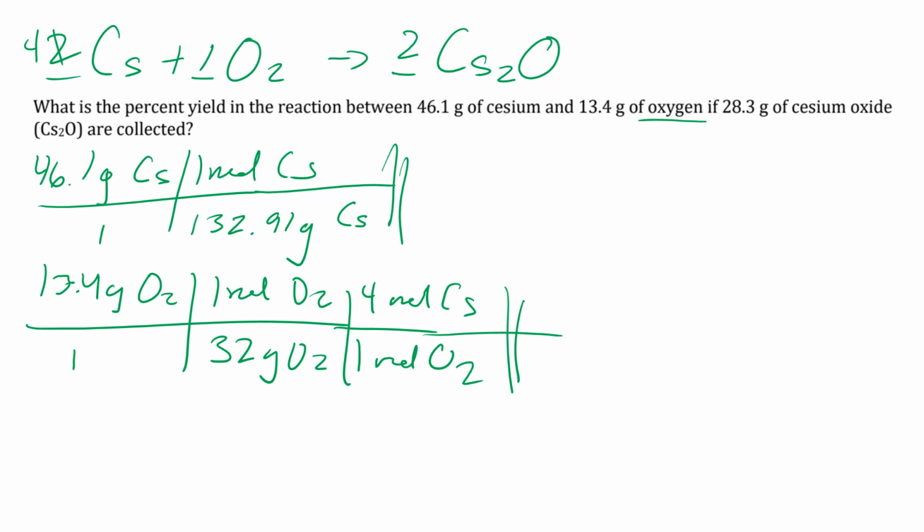46 point 132 point, what is wrong with me today? 0.3468 something moles. 13.4 times 4, and then that's 53.6 divided by 32 is actually 1.675 moles of cesium. So that means my cesium is actually my limiting reactant.